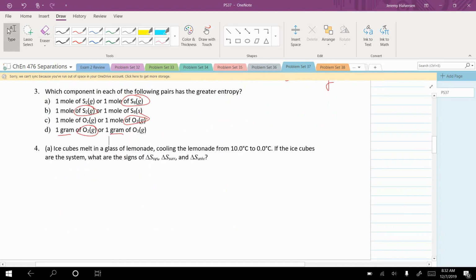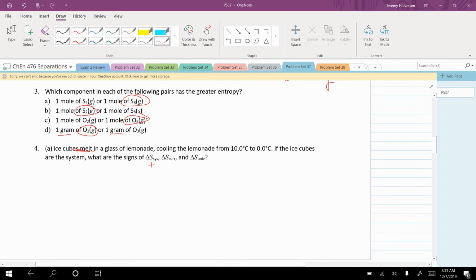Ice cubes melt in a glass of lemonade, cooling the lemonade from 10 degrees to 0 degrees. If the ice cubes are the system, what are the signs of delta S system, delta S surroundings, and delta S universe? Ice cubes are the system. So delta S of the system: the ice cubes, do they become more ordered or less ordered? Well, they're melting. If something's melting, it's becoming less ordered, so the entropy is increasing.